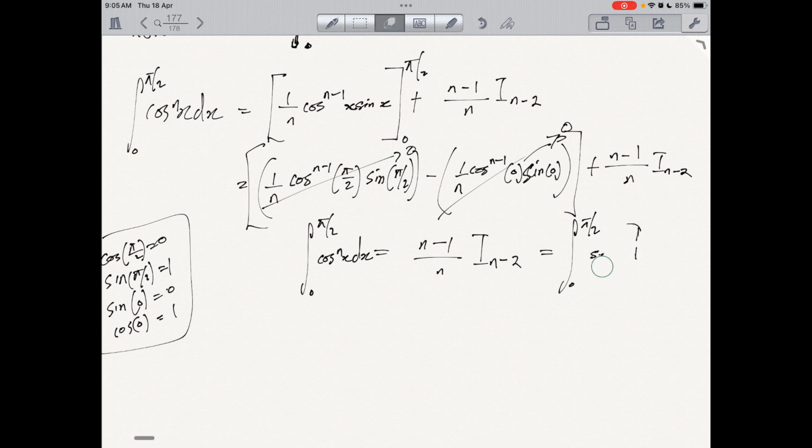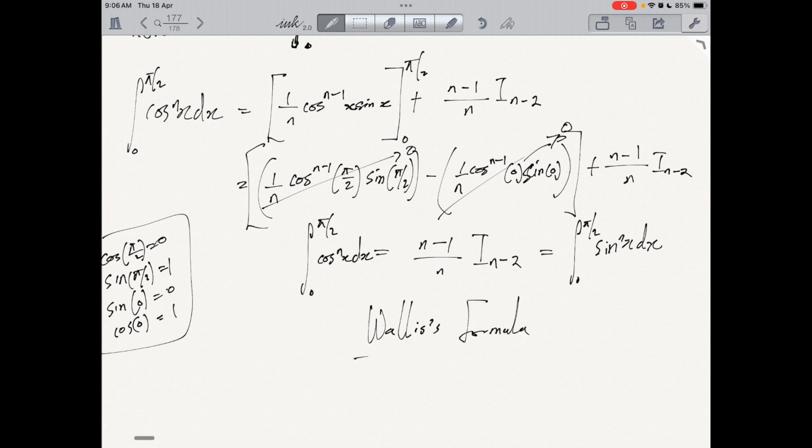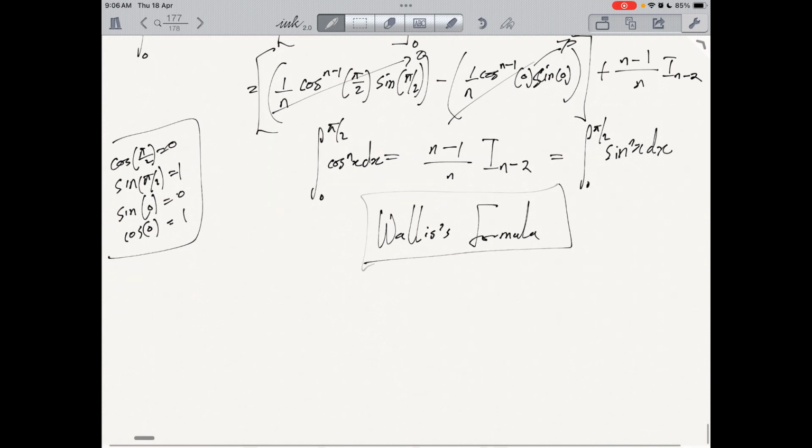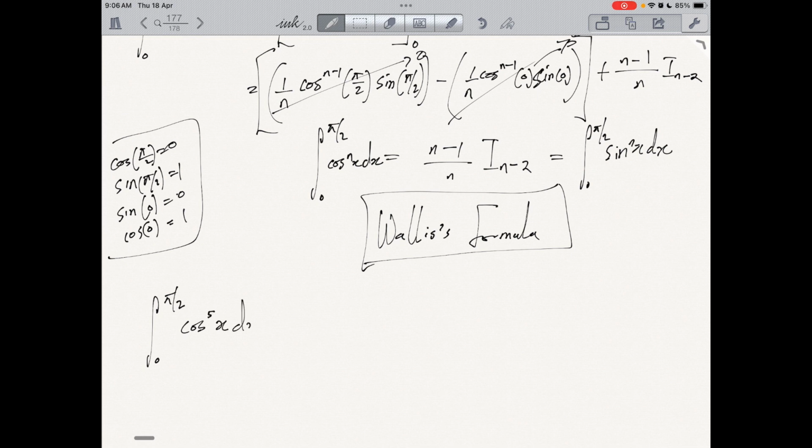Okay, let's move to another line. Now we notice that this reduction formula is the same, and this is known as Wallis formula. Now, the question that we are asked to solve is the integral of 0 to pi over 2 of cos raised to power 5 x dx.